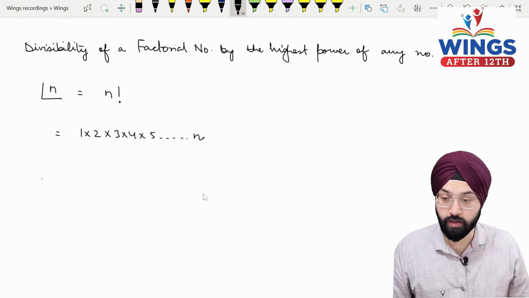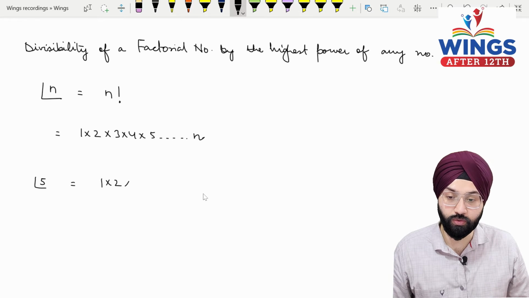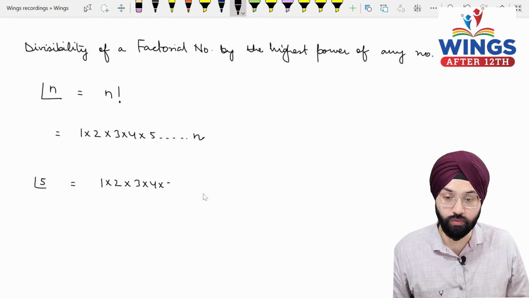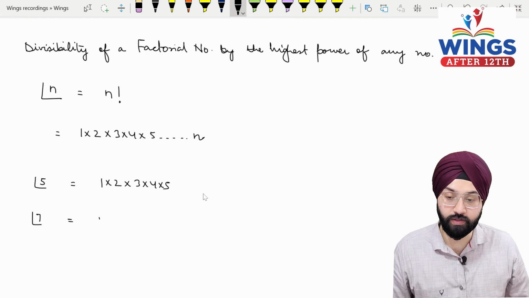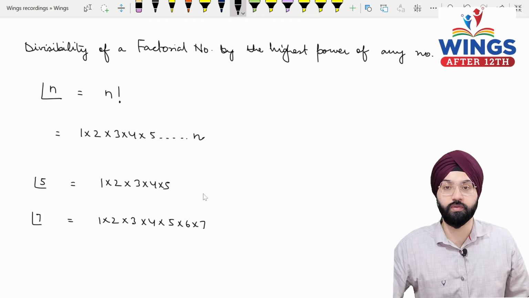For example, if we take 5 factorial, that means 1 into 2 into 3 into 4 into 5. If we take 7 factorial, that is 1 into 2 into 3 into 4 into 5 into 6 into 7. So this is the meaning of factorial.